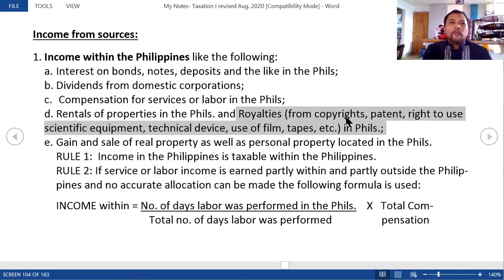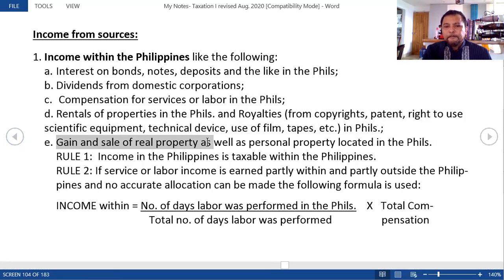So these are royalties. Copyrights: if you are an author of a book, and your book becomes a movie, you earn royalties. Patent is invention, right to use scientific equipment, and others. Then gain on sale of real property, as well as personal property located here in the Philippines.